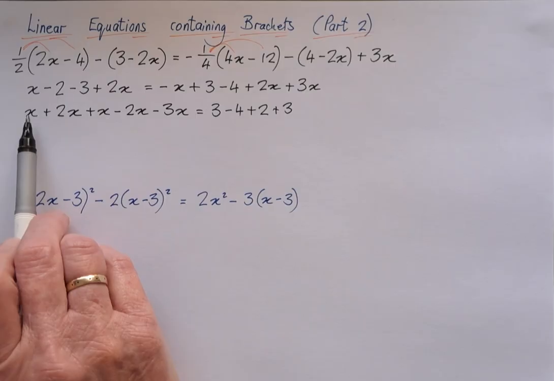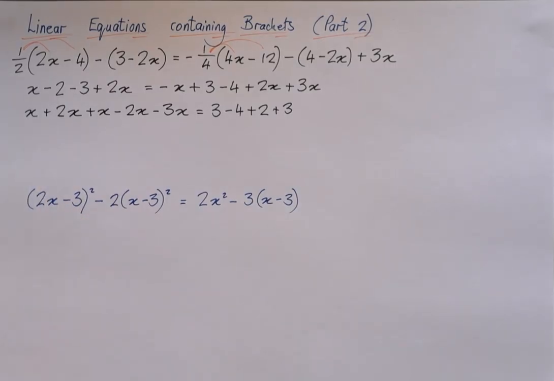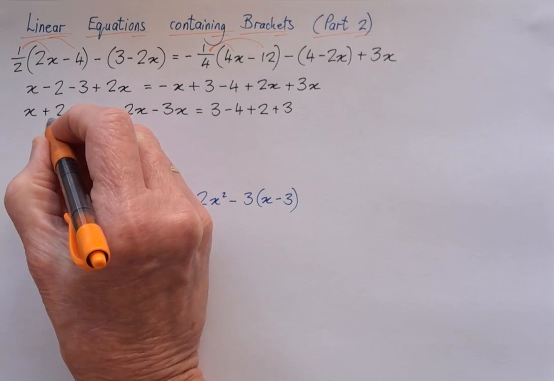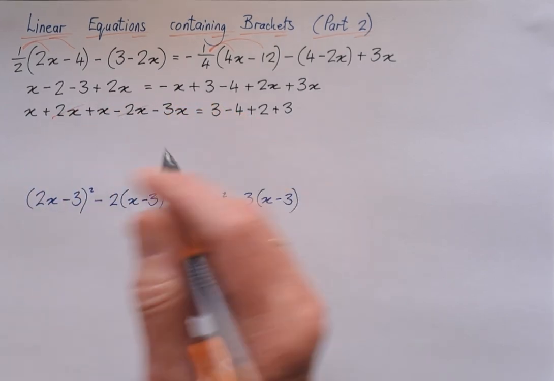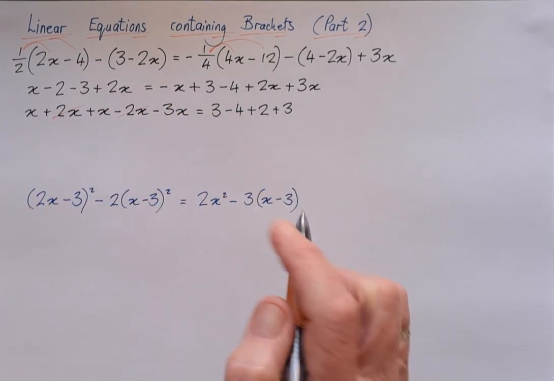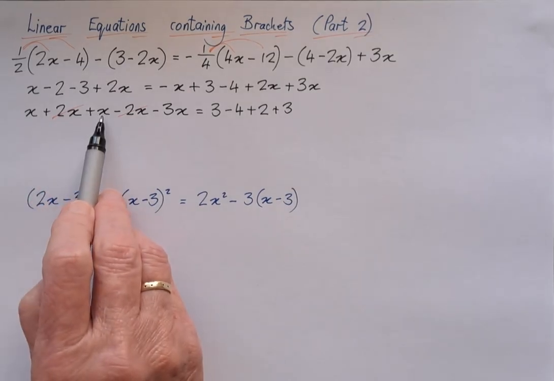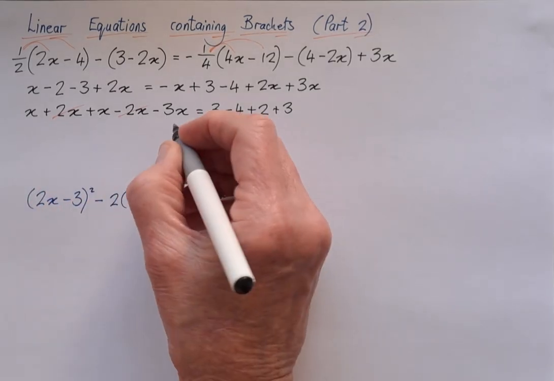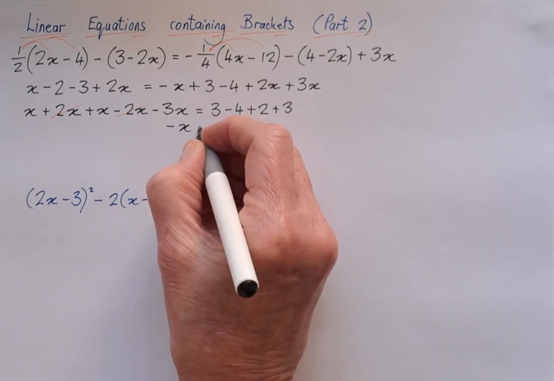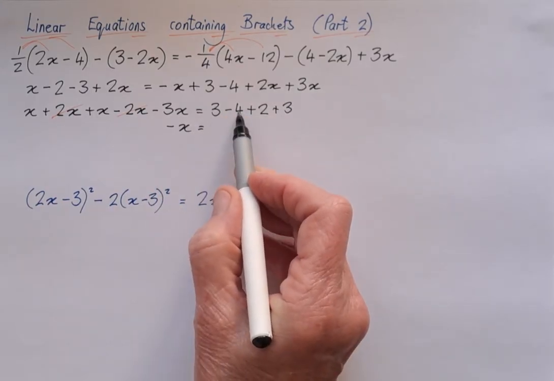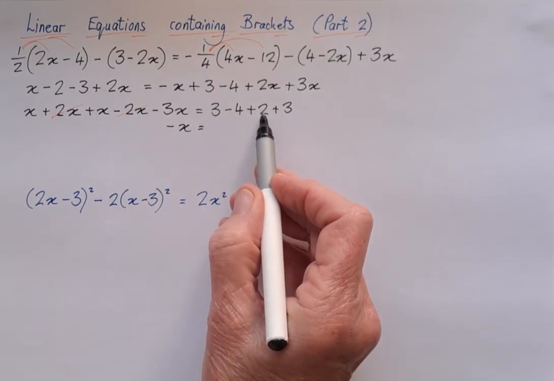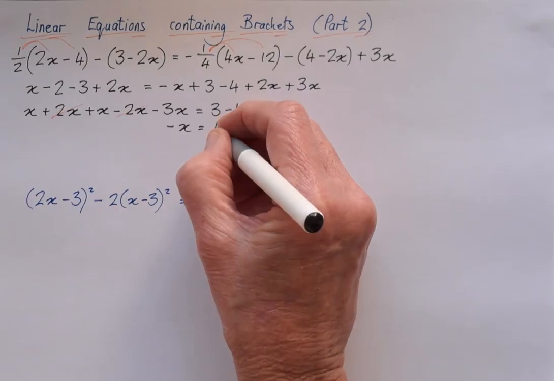So let's look for any that are additive inverses, because then it just saves us doing too much work. So positive 2x minus 2x, they disappear. So now all I need to say is x plus x is 2x. 2x minus 3x is negative x. 3 minus 4 is negative 1, plus 2 is positive 1, plus 3 is 4.